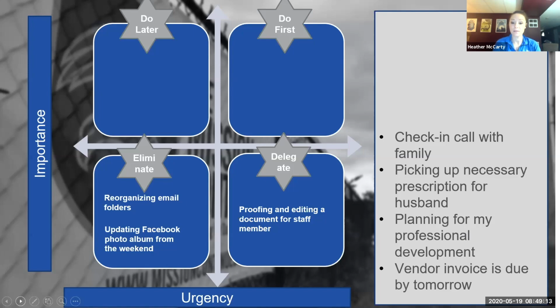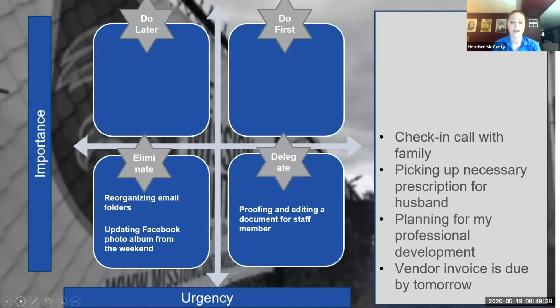So that becomes something that I'm going to delegate, because while it's urgent, the staff member has a need to get this done, it's not necessarily high on my priority list or importance, because it's not directly related to what I'm tasked with doing. So it falls into this category of being urgent, but not important. And that means I can determine someone else who could help ensure that that happens.